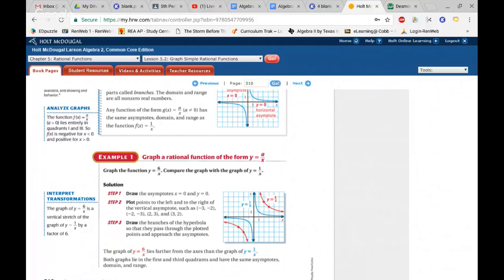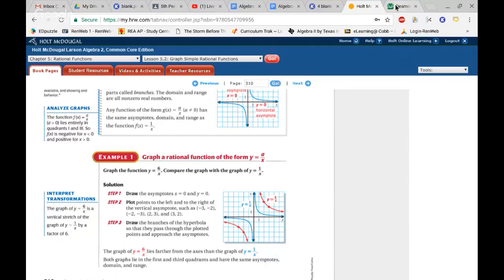I want you to encapsulate that in your mind, that it's only on the simple ones. The harder ones are going to be a little bit different, but we'll address that when we get there. But the graph of y equals 6 over x lies farther from the axes than the graph of y equals 1 over x. And that's probably going to happen on that problem, y equals 3 over x.